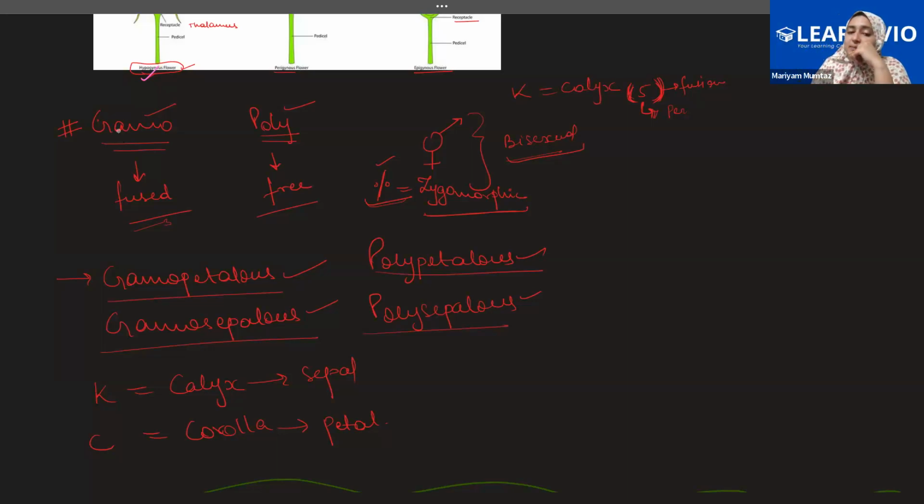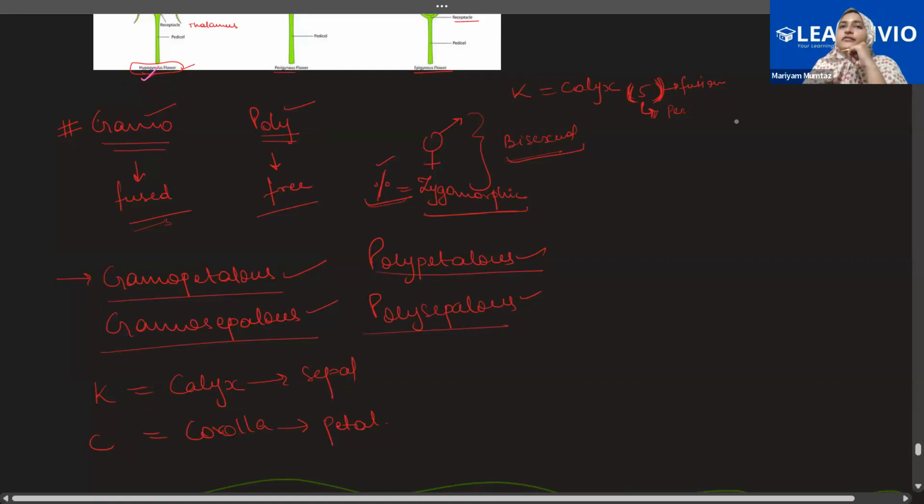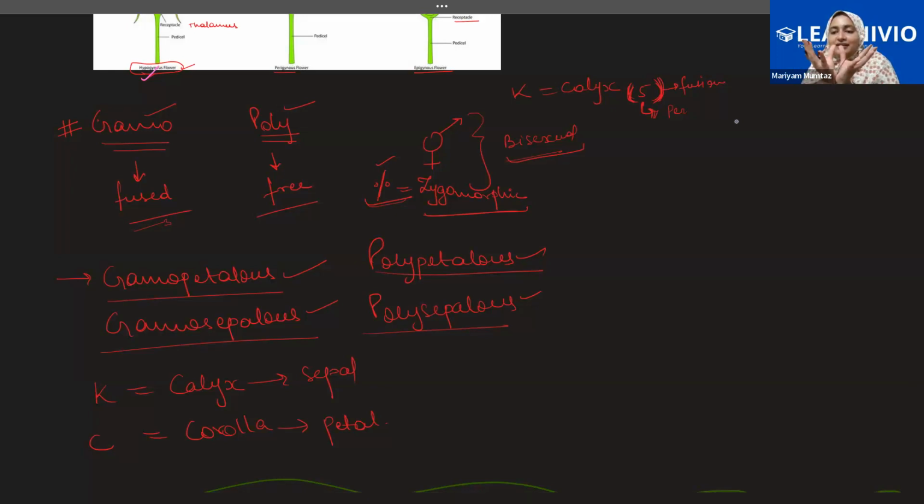If I say gamosepalous, it means the sepals are fused. And if I say polysepalous, then the sepals are free. You getting my point? Is this gamo and poly condition clear to you all? Rose is gamopetalous? Hmm? No, no, no. But you can say sort of, it looks like gamopetalous, because the petals are close together, but they are not fused. When you talk about the rose bud situation, then in that case you can say so. But when the rose blooms, all of the petals are separate. So you can't call it that.